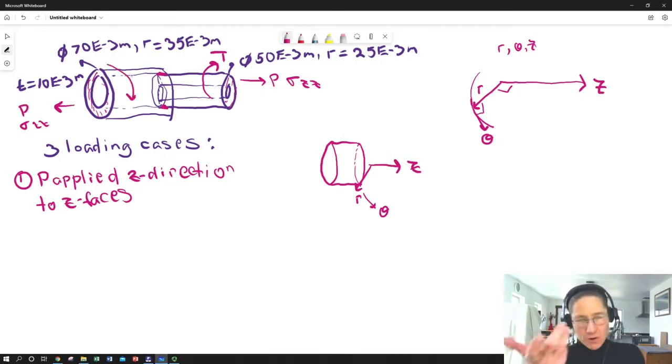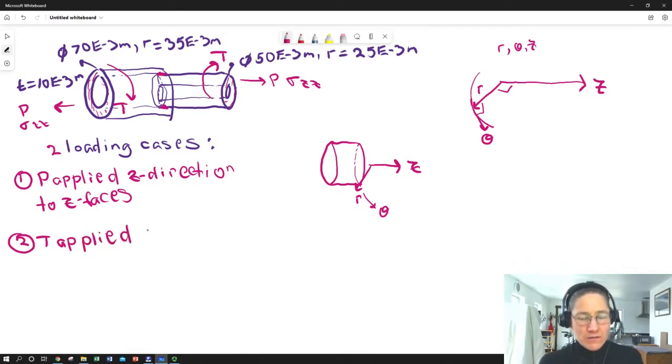And of course, to keep the whole thing from spinning in the air, we're not going to apply any rotational acceleration. This isn't dynamics. So we're going to apply another torque over here to keep it in static equilibrium. But we can call this, actually we only have two loading cases, but one of those loading cases, two loading cases, torque applied to the ends.